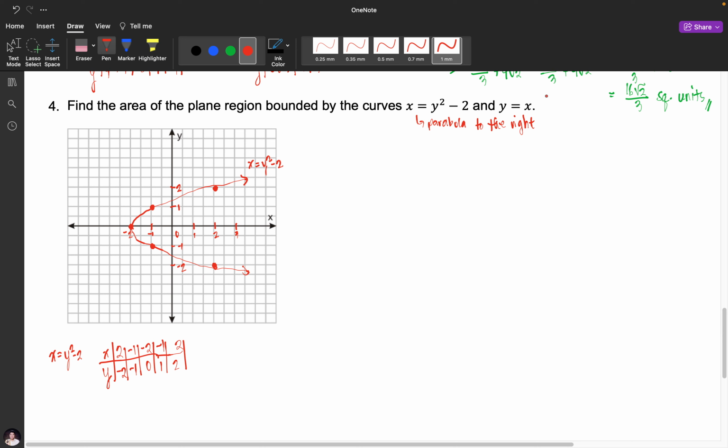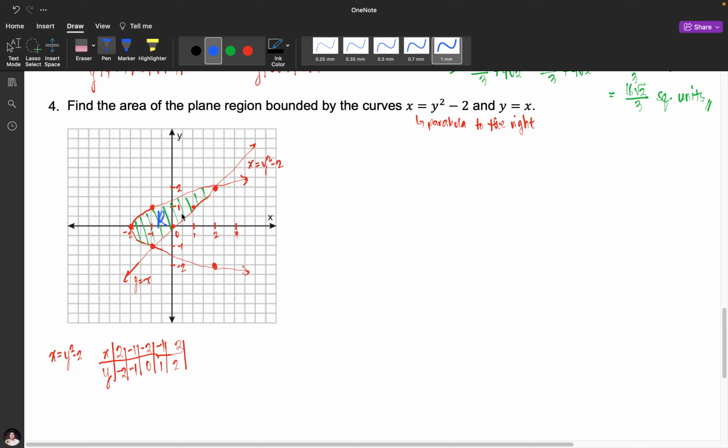And for our y equal to x, whatever is the value of x, that is the value of y. So negative 1, negative 1, 0, 0, 1, 1, 2, 2. So therefore, this is our line here. So this is y equal to x. Okay? Now, in this case, look, this is our region. Right? So that is our region R.